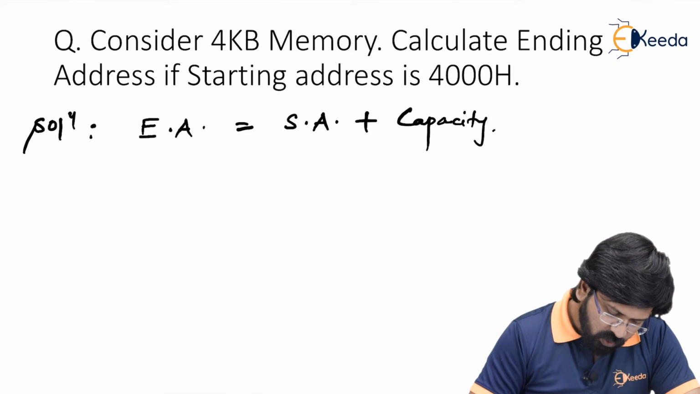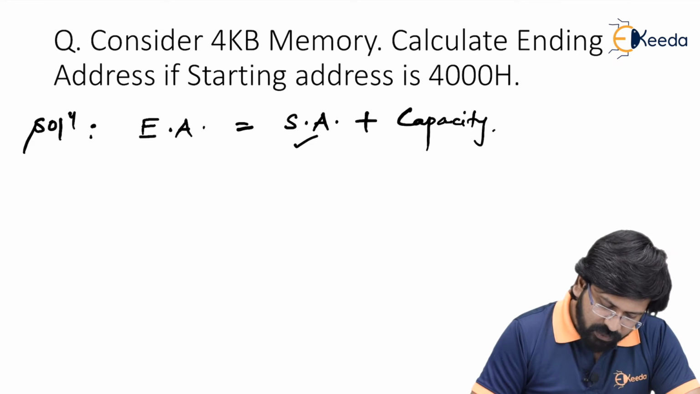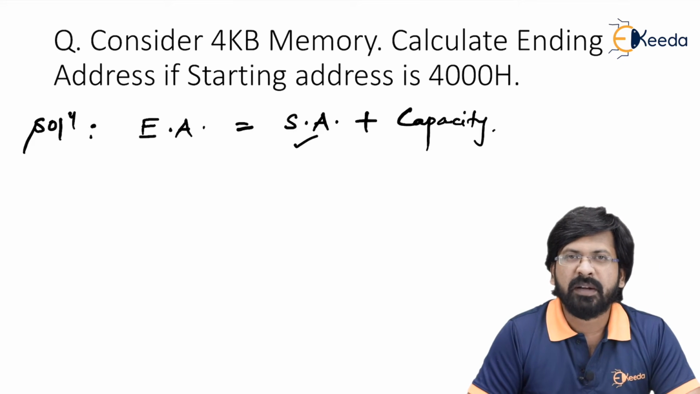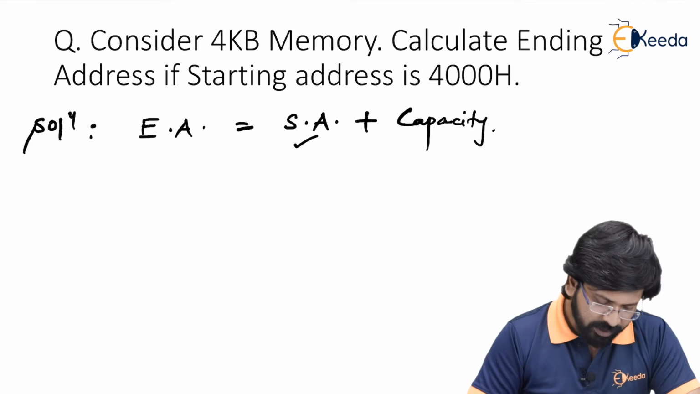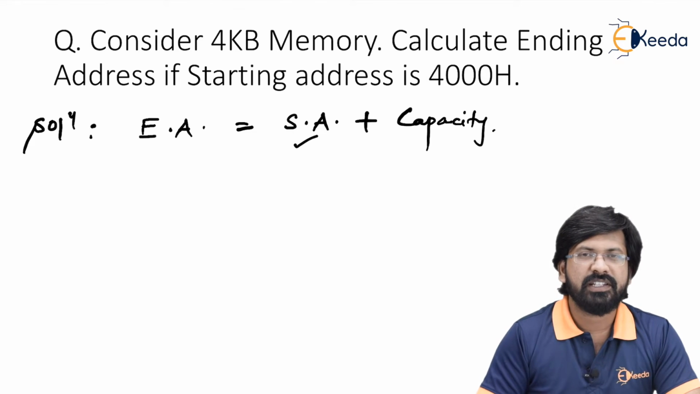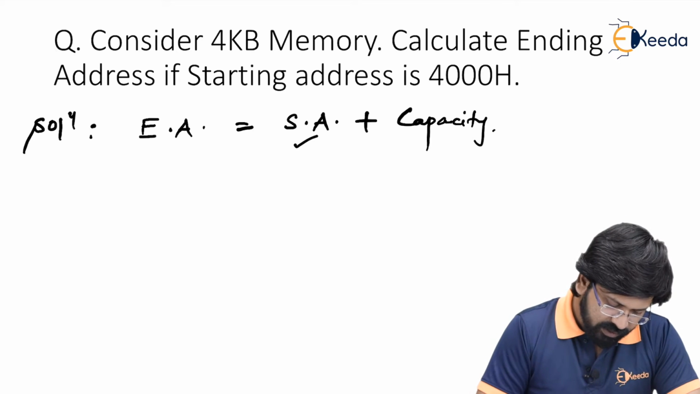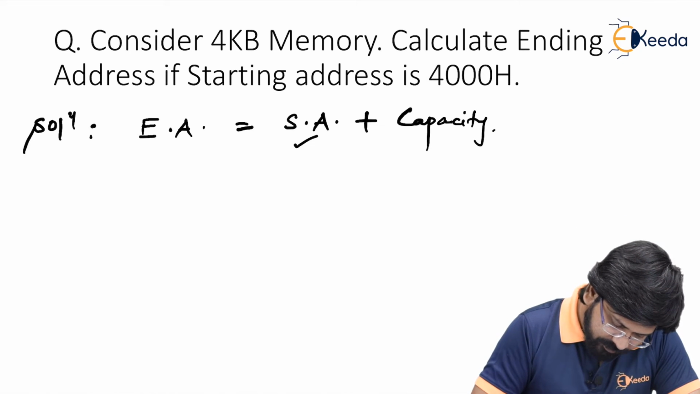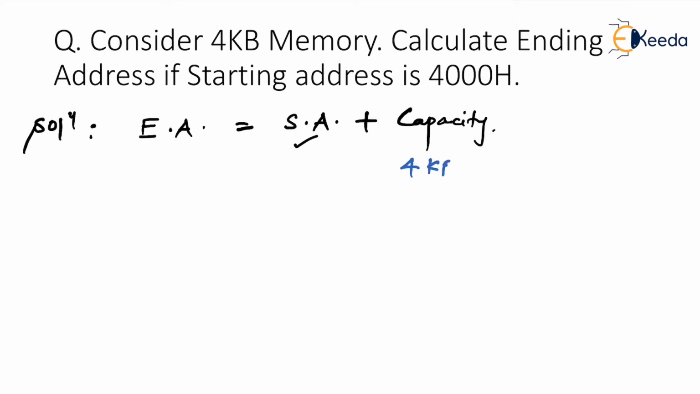In this case, what is known to me is the starting address. What I have to calculate is the capacity. If I can calculate the capacity, then I will get the ending address. Remember, the given size is not the capacity. There is a way to calculate the capacity. What is given is 4 KB memory. You express 4 in terms of powers of 2. 2 to the power 2 is 4 and K is 2 to the power 10, so it becomes 2 raised to 12. In fact, we say that 12 address lines are required.